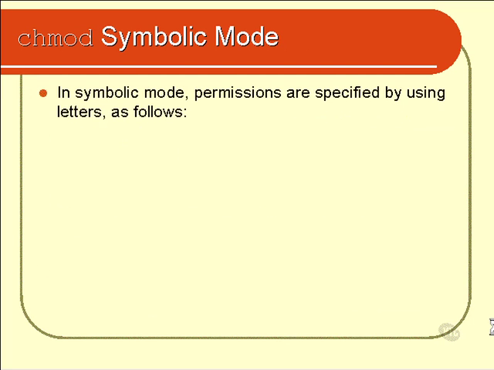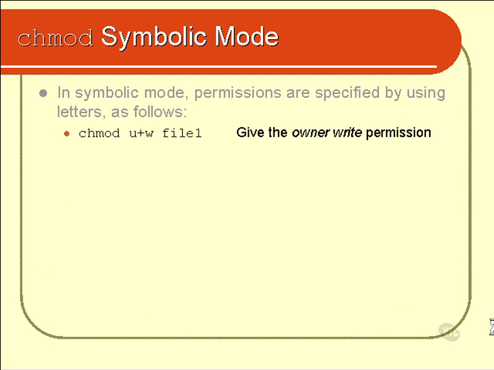Let's look at symbolic mode. In symbolic mode, the permissions that you need to specify are done using letters. As follows, here's some examples. We might type in chmod and then u+w of any given file. Now, U in this case means the owner or the user. U is short for user, but in this case means the owner. The owner, we're going to add W permission. So we're going to add write permission for the owner. So we're going to give ourselves write permission.